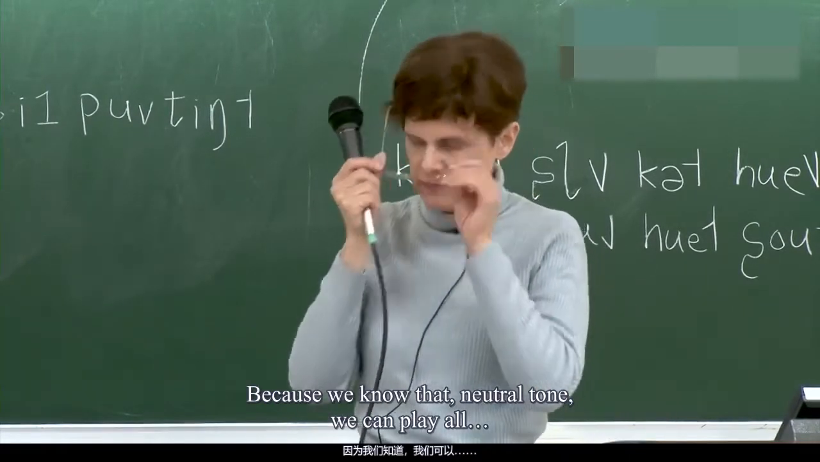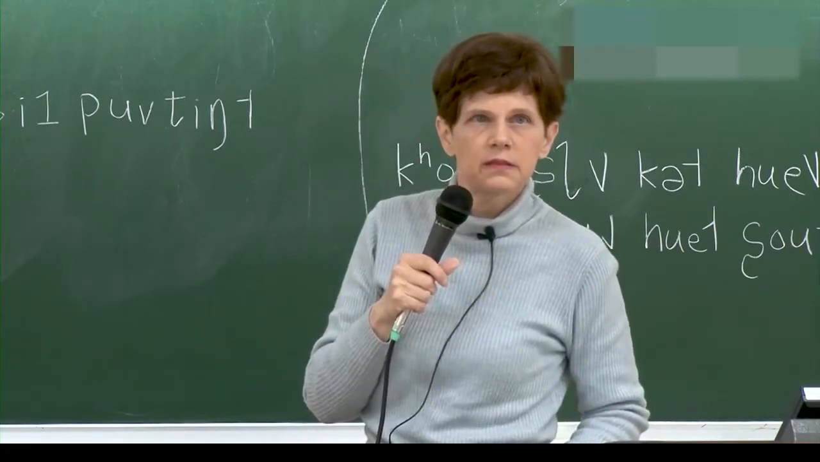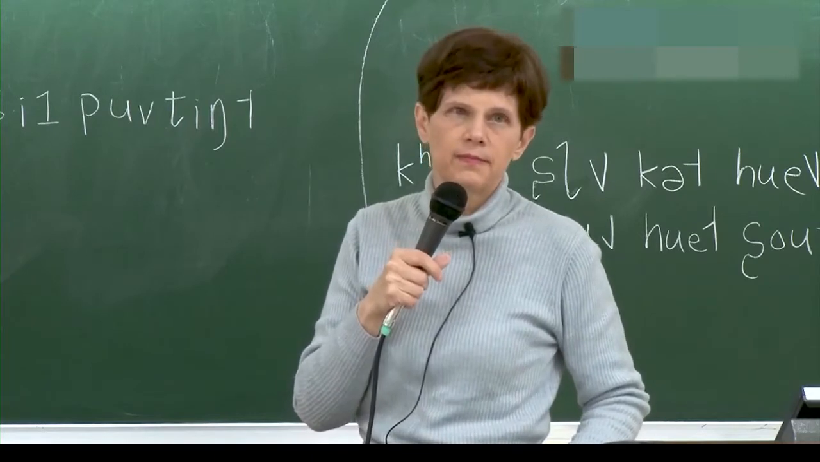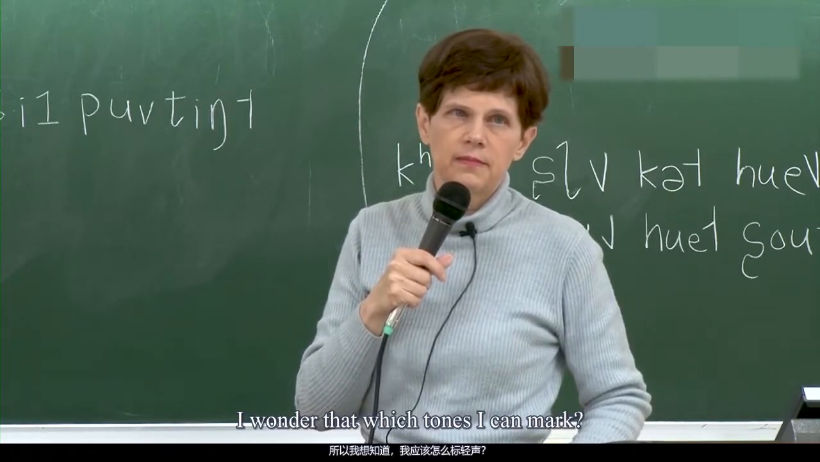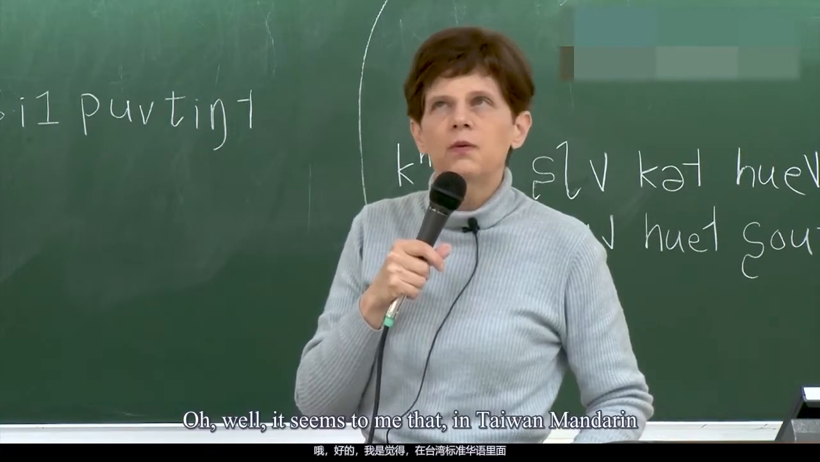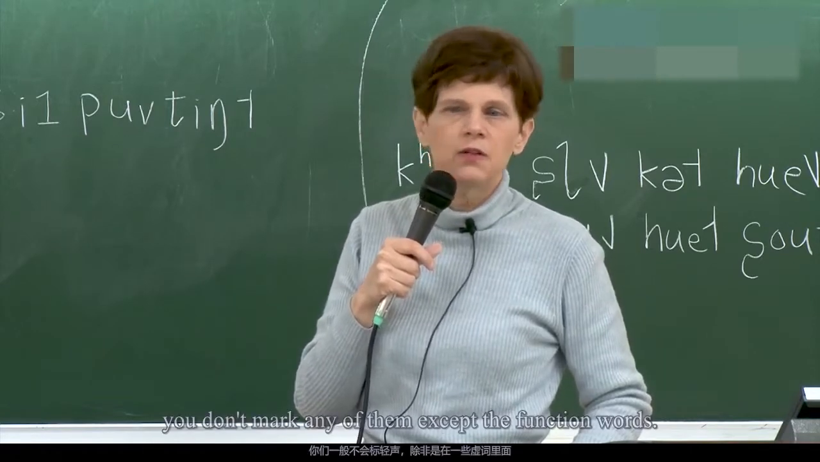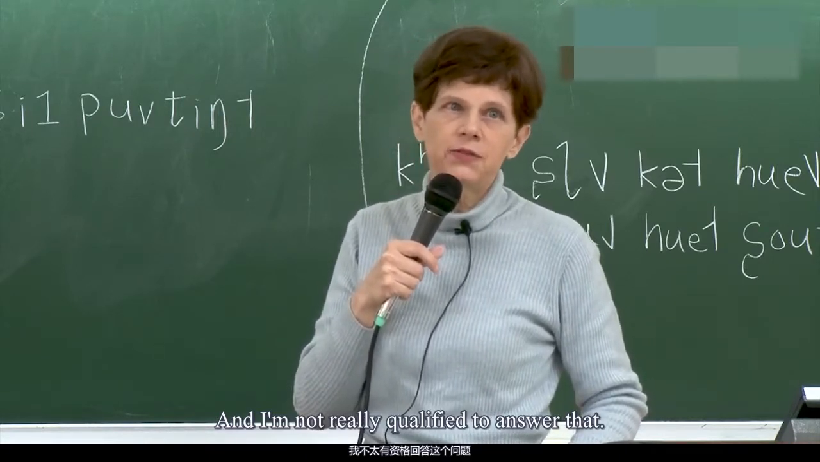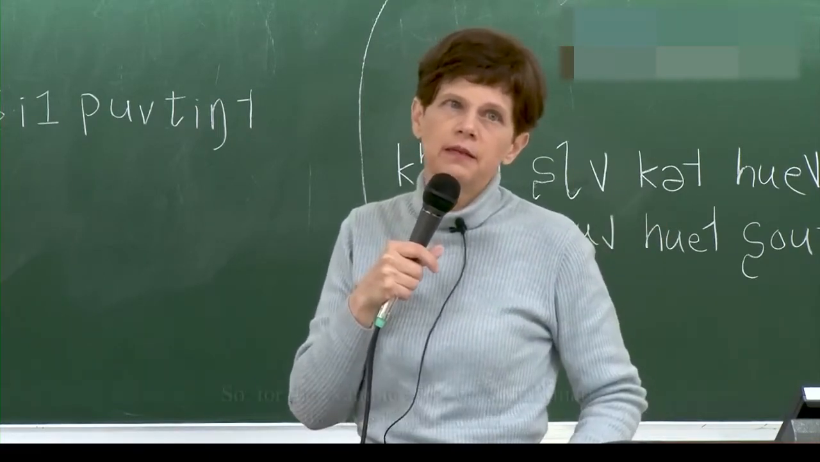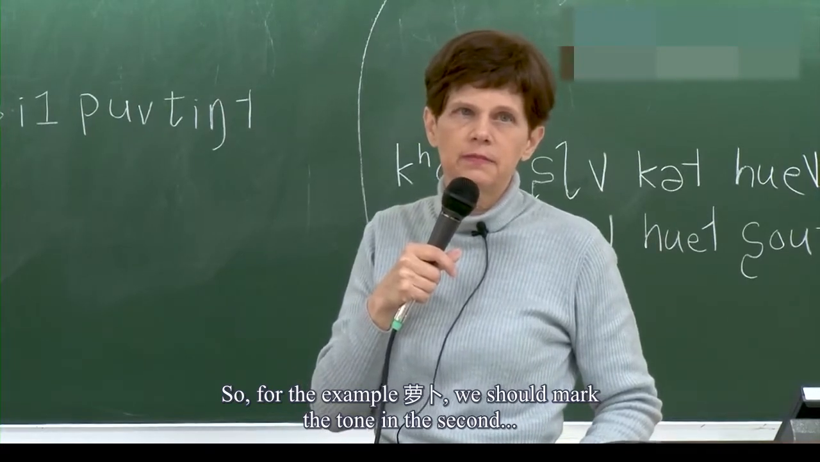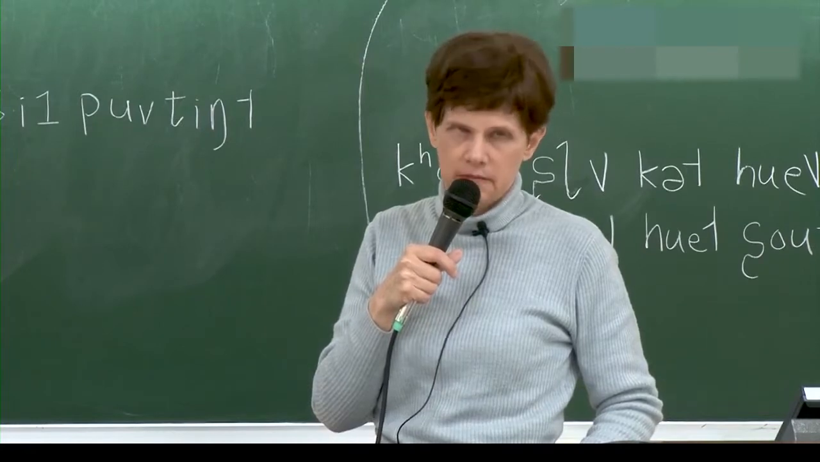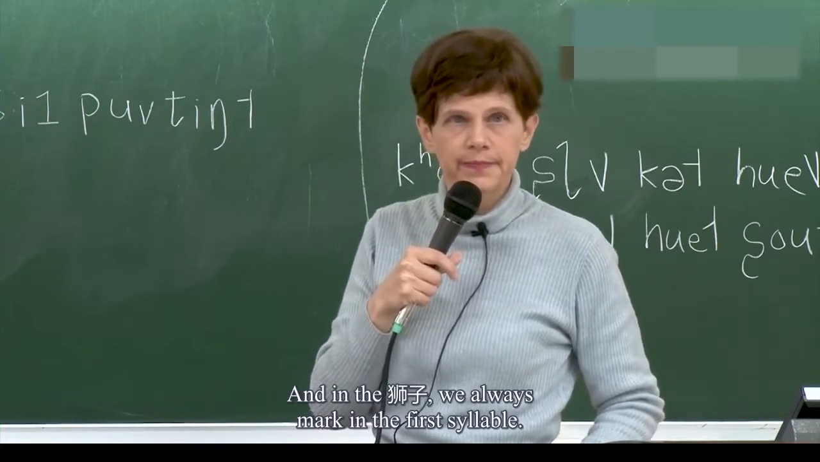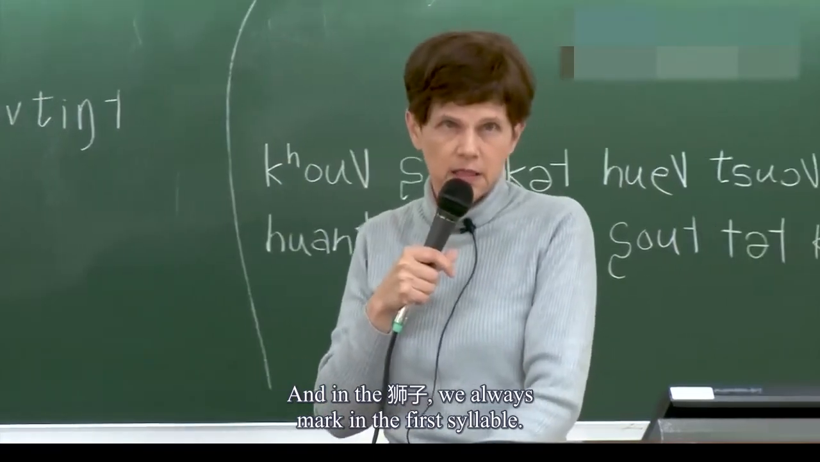Because we know that neutral tone, all the tones can become neutral. Yes, yeah. And I wonder which tones I can mark. Oh. Well, it seems to me that in Taiwan Mandarin, you don't mark any of them except the function words. If you're talking about Beijing Mandarin, that's another story. And I'm not really qualified to answer that. But it's usually a high, like 萝卜 and things like that. So for the example 萝卜, we should mark the tone in the second syllable. Yeah. And in the 狮子, we always mark in the fourth syllable.